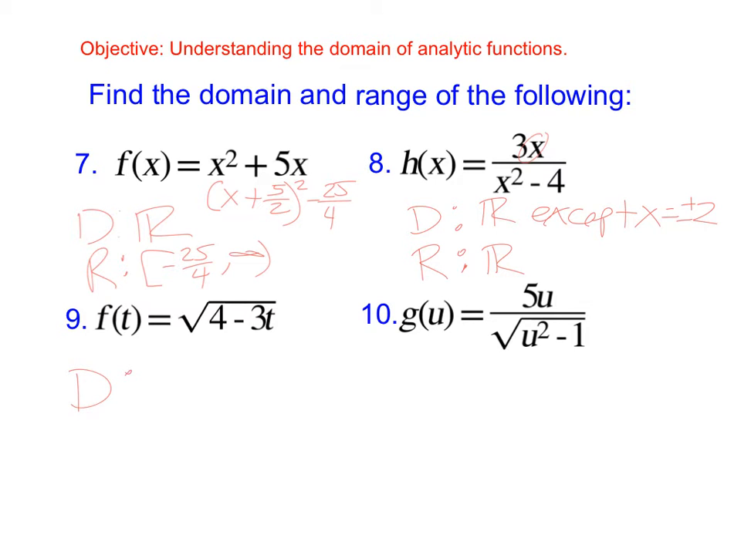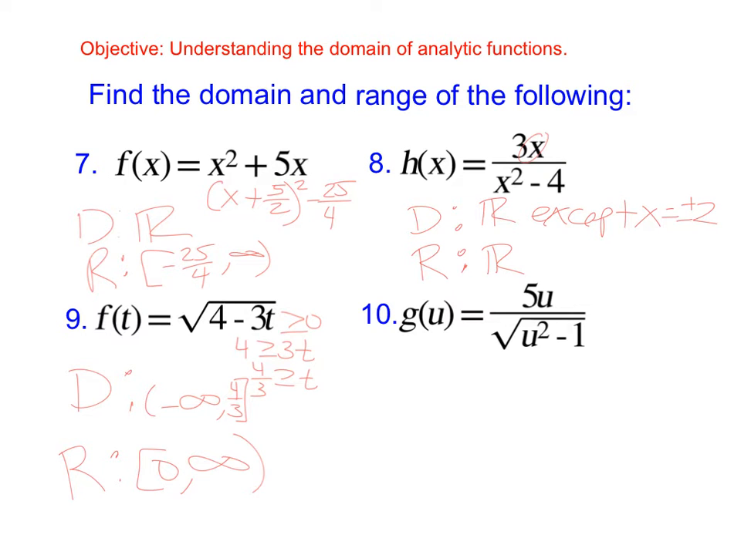Let's see, domain, the inside has to be greater than or equal to 3t. T has to be less than or equal to 4/3. So it's negative infinity to 4/3. And the range is the square root, so it's going to be 0 to infinity.